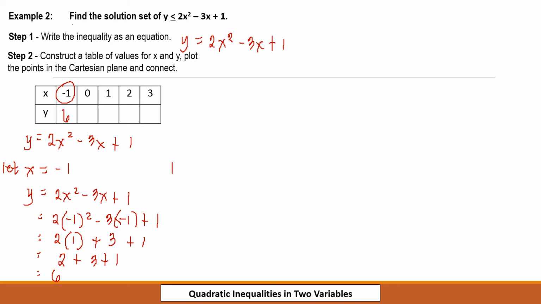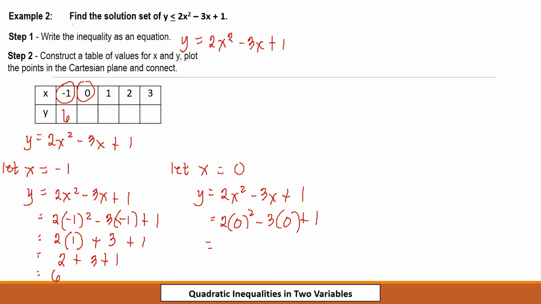Next, let x be equal to 0. Using the equation y is equal to 2x squared minus 3x plus 1, let us substitute 0. 2 times 0 squared minus 3 times 0 plus 1. This is now equal to 0 minus 0 plus 1, and that is equal to 1. So if x is 0, y is equal to 1.